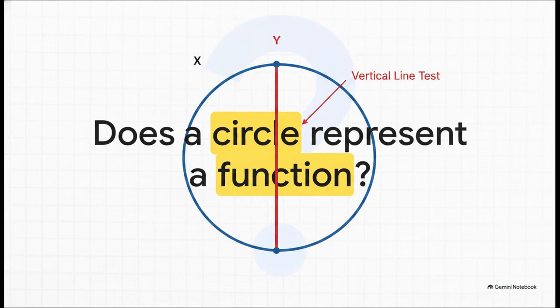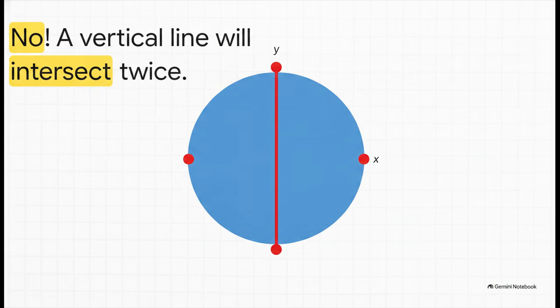Let's do our second pause check. Visualize a graph of a perfect circle on a coordinate plane and tell me, does it represent a function? Just picture dropping a vertical line right down the middle of it. It absolutely does not. A vertical line slices right through a circle at a top point and a bottom point. So that means one single x input has two totally different y outputs. A circle is definitely a relation, but it is not a function.